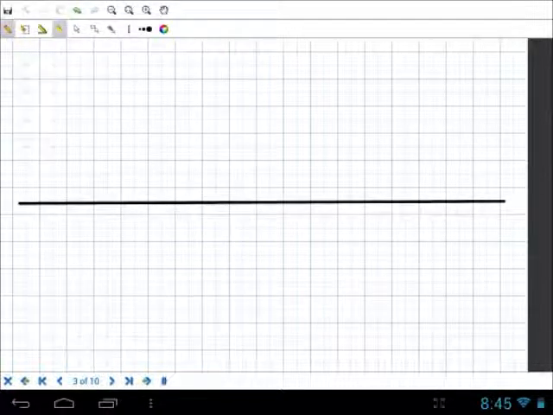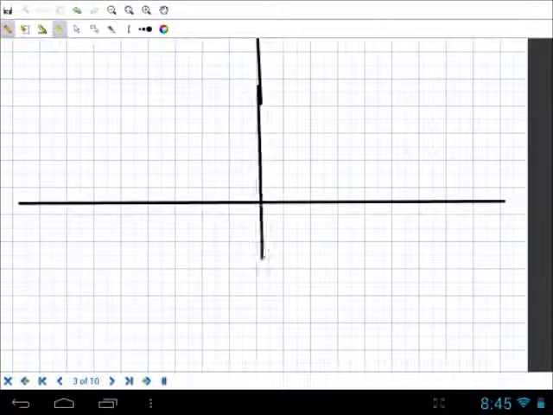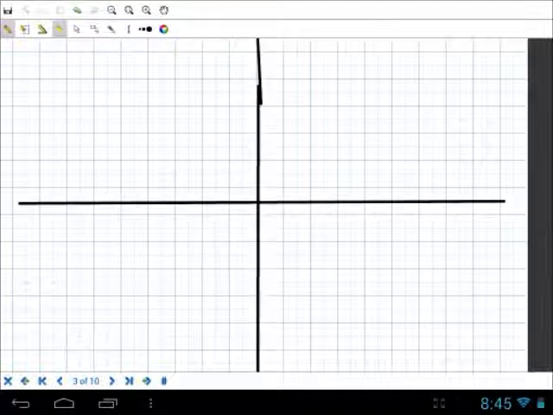And so what the Cartesian plane consists of is what's called an x-axis, which runs horizontally this way, and then also a y-axis which runs vertically, perpendicular through the x-axis. So there we go, right there.